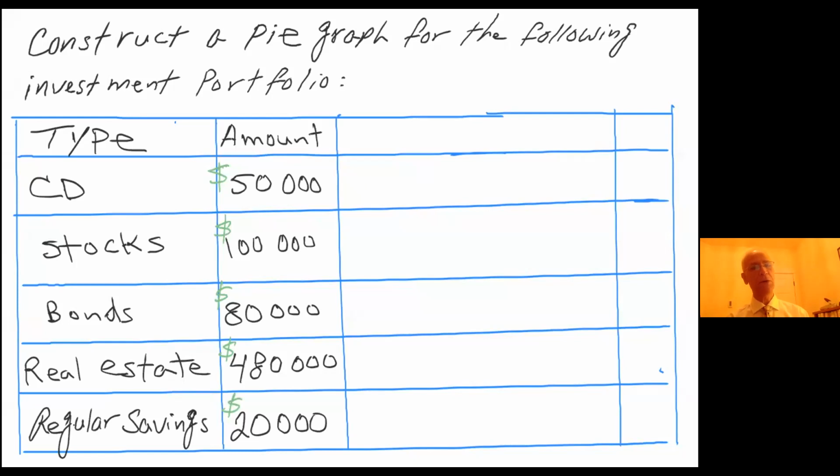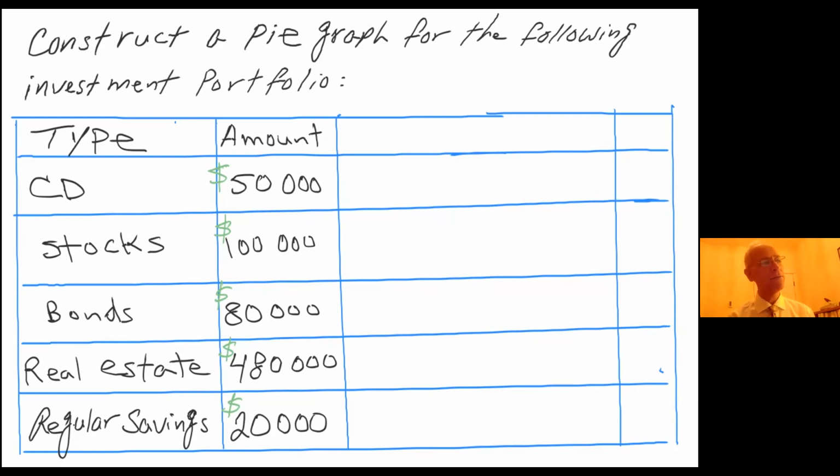Hello, we are supposed to construct a pie graph for the following investment portfolio. So we do have five types of investment according to this portfolio. The first one is CD or certificate of deposit for $50,000. $100,000 goes to stocks, $80,000 goes to bonds, $480,000, which is the highest number, goes to real estate, and $20,000 is going to regular savings.